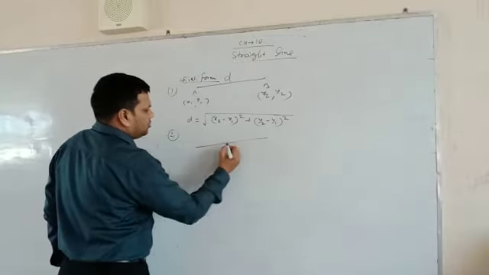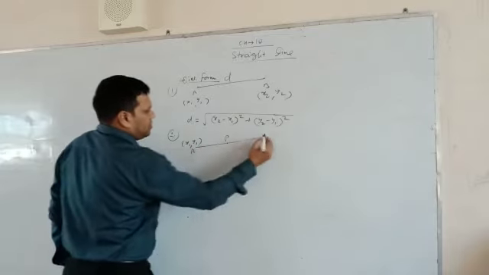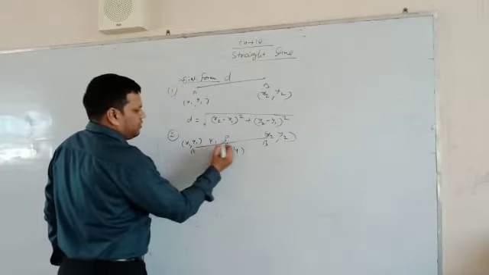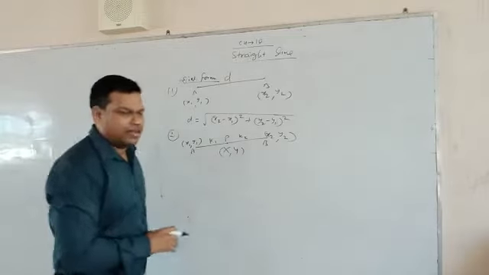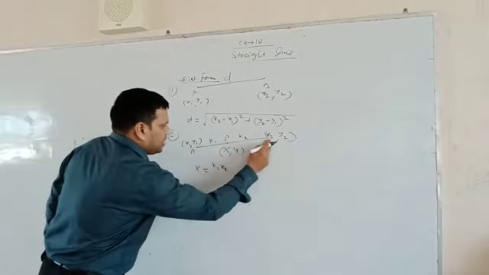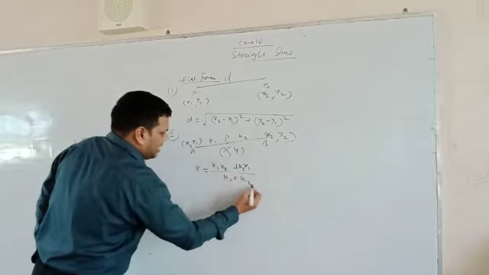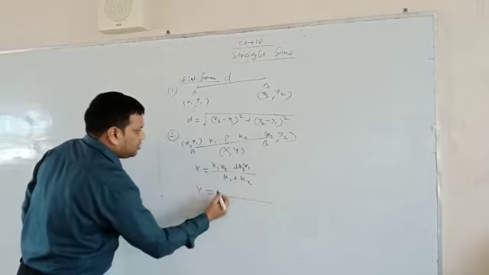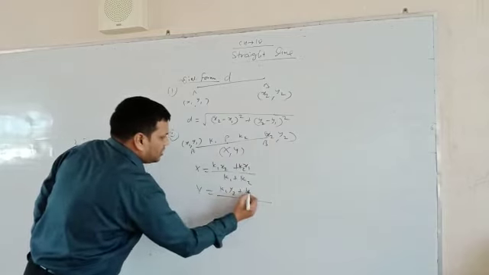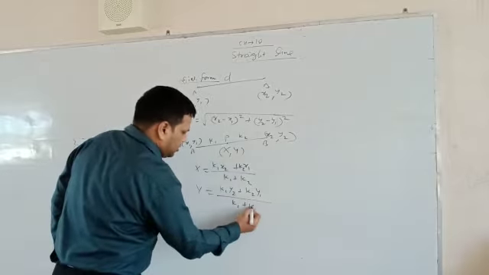Again, the section formula. If there is a point P between A and B, where x1 y1 is one point and x2 y2 is the other, and we have to find this point, and the ratio is given as k1 and k2, then x is k1 multiplied by x2 plus k2 multiplied by x1, and y is k1 into y2 plus k2 into y1, all upon k1 plus k2. Everybody learns these formulas in 10th class.